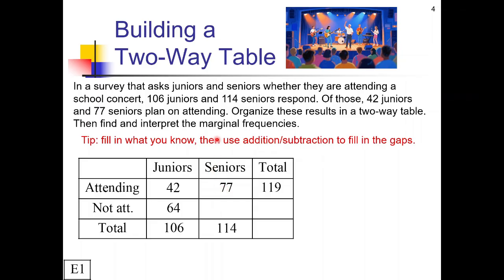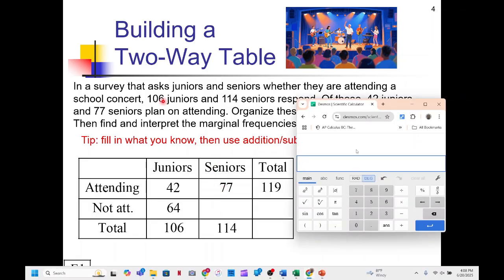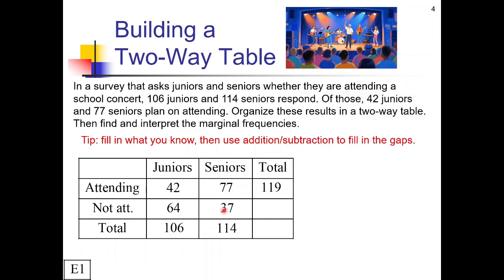Let me just go to Desmos for this. I'm going to be resorting to the calculator soon enough anyway, so I might as well bust it out here. So 114 minus 77 gives us 37. That's how many seniors are not attending. And now we can come up with the total that are not attending. 64 plus 37 is going to be, let me see, that's like 90 plus 11, so 101. And then the total overall students, you could do it by this column or add up these rows. Either way, you're going to get 220.